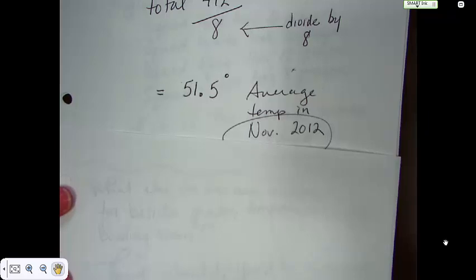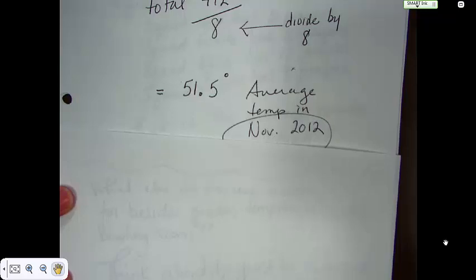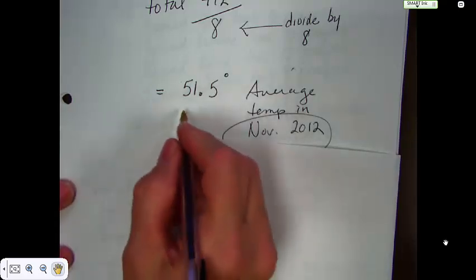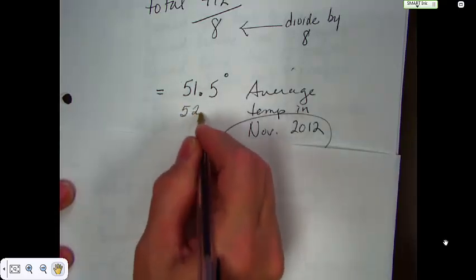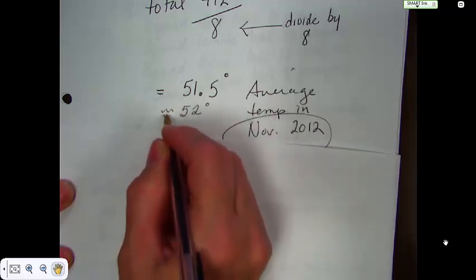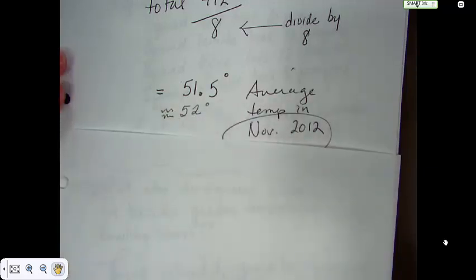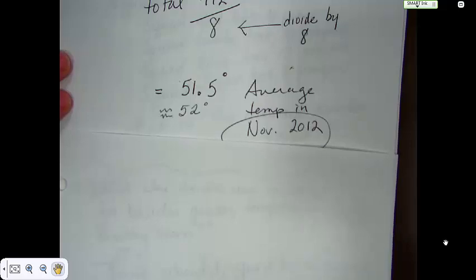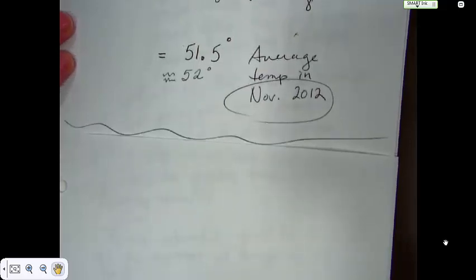Now, a lot of times statisticians will round that, but when it comes to temperatures, I think a lot of times they do leave them the same. But you would round that. If you did round it, you would round it up. It would be rounded to 52 degrees. And remember that when you're rounding, that's an approximation. It's not an actual correct, absolutely right.